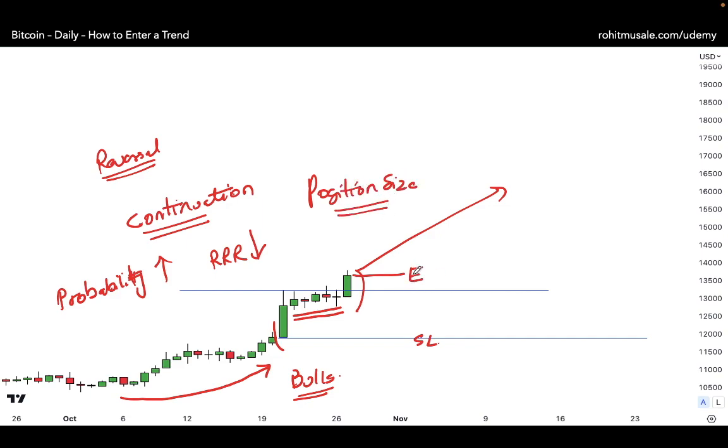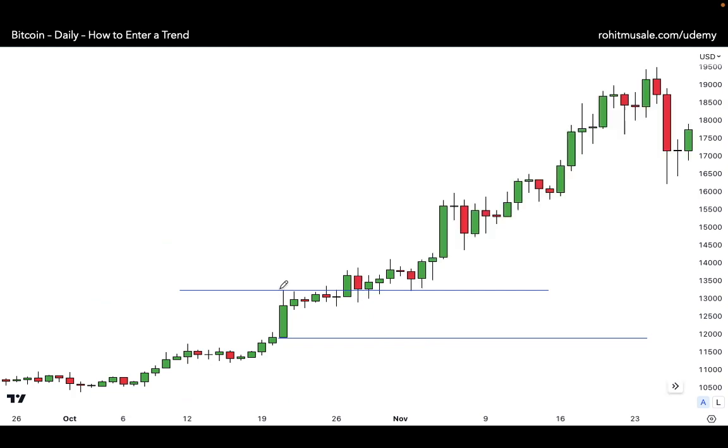So the distance between the entry and the stop loss is very wide. That's a problem here. The narrower this distance, the higher is going to be the reward to risk ratio. Anyways, let's look at what happens after the rising 3 pattern. As you can see here, that blue line became support.